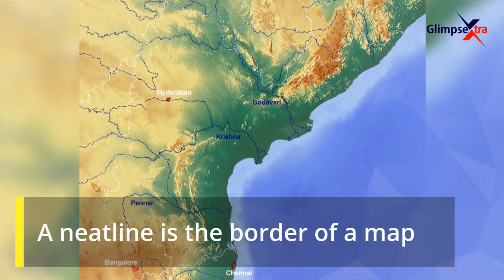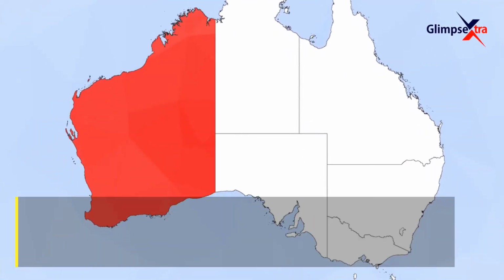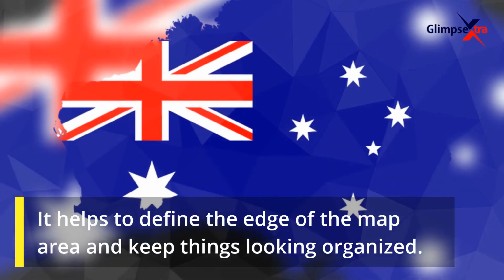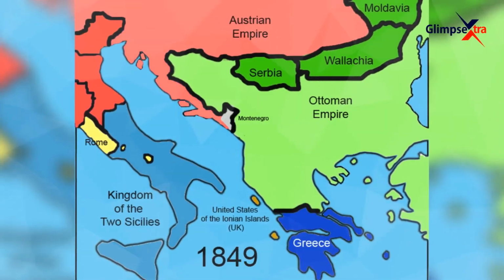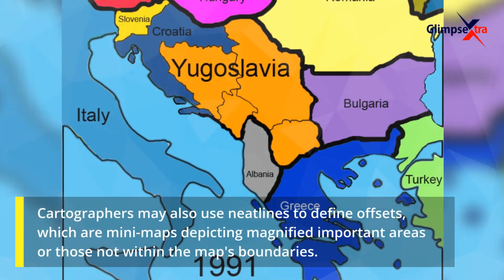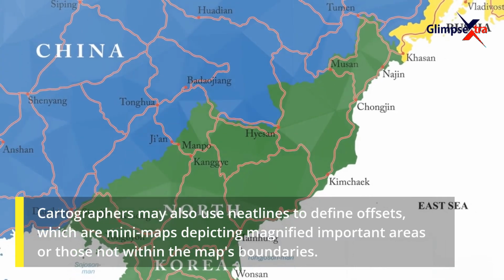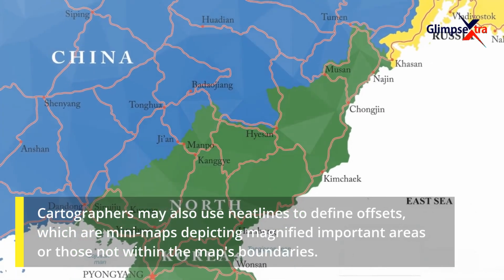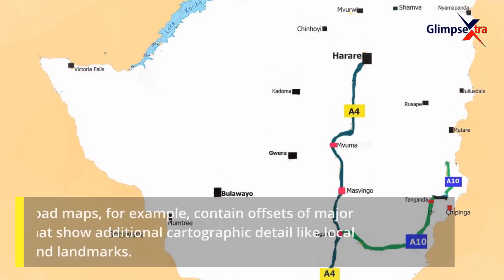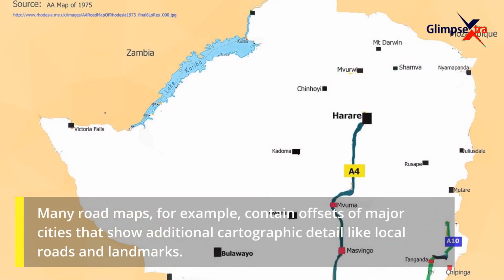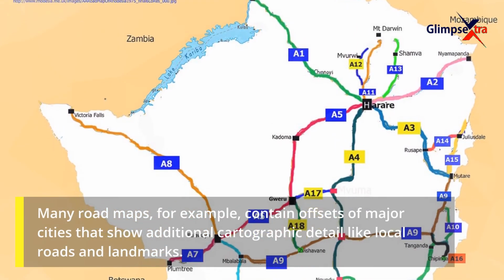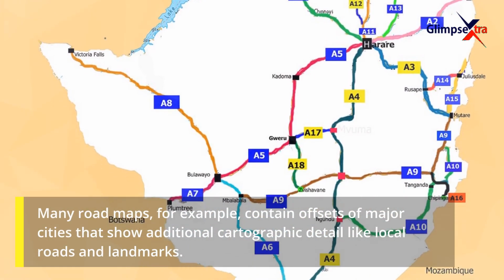A neat line is the border of a map. It helps to define the edge of the map area and keep things looking organized. Cartographers may also use neat lines to define offsets, which are mini-maps depicting magnified important areas or those not within the map's boundaries. Many road maps, for example, contain offsets of major cities that show additional cartographic detail like local roads and landmarks.